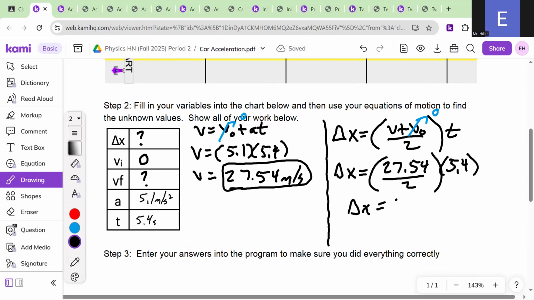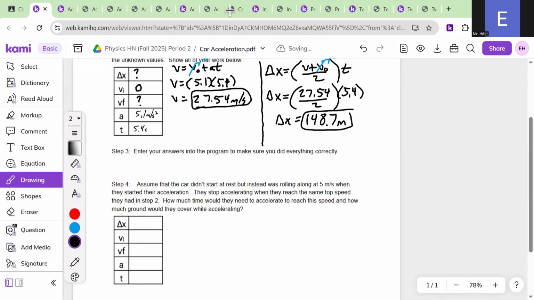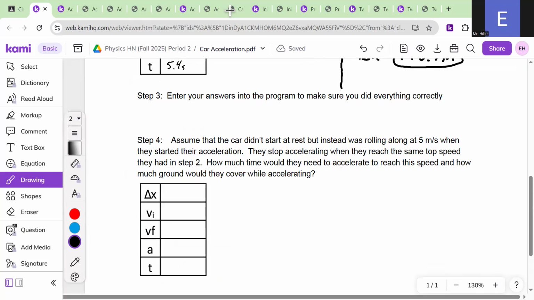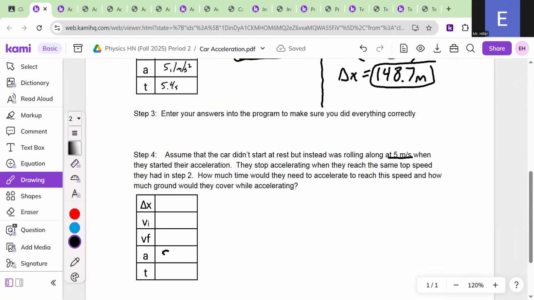And I'm looking at about 148.7 meters, roughly. Okay. Now, the second part of the question says, assume the car didn't start at rest, but instead was rolling at 5 meters per second when they started their acceleration. So, in other words, the acceleration was still the same, 5.1, 5.4, but had an initial speed of 5 instead of 0, right?